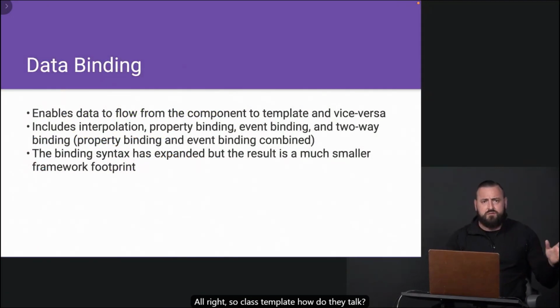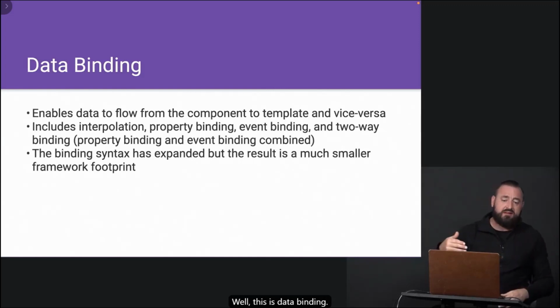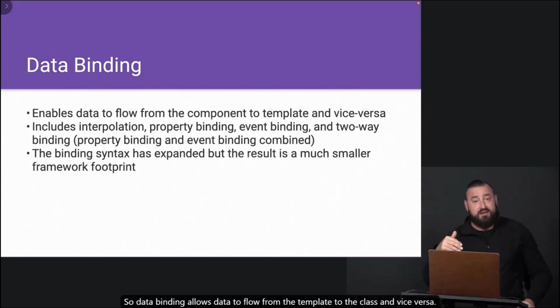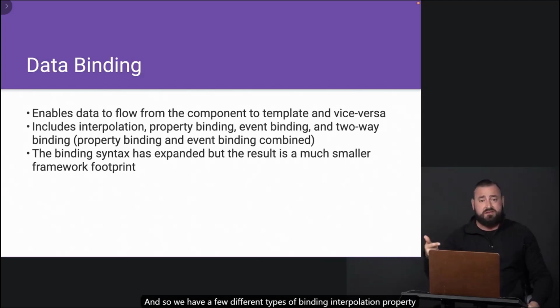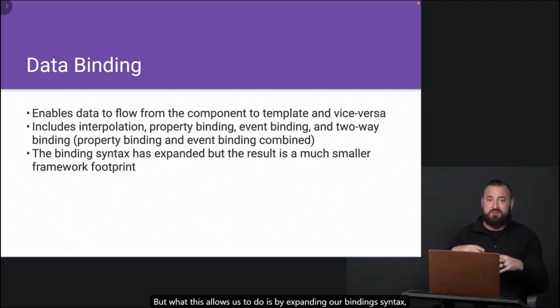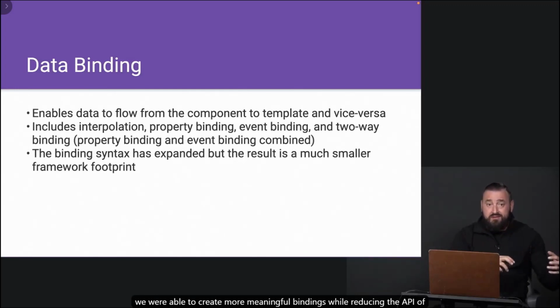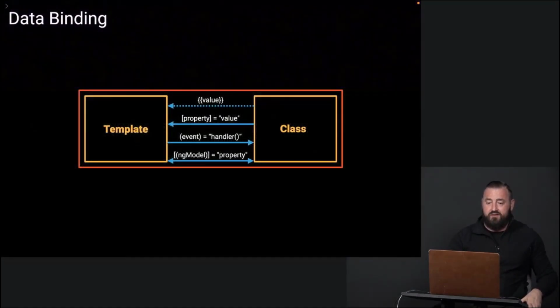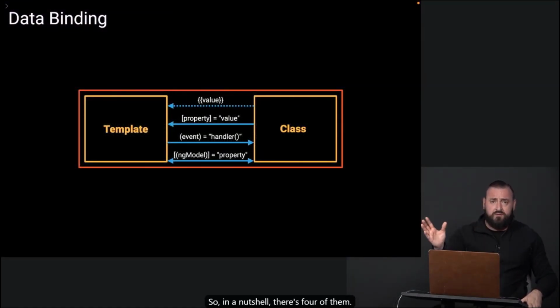All right, so class, template, how do they talk? How are they connected? Well, this is data binding. So data binding allows data to flow from the template to the class and vice versa. And so we have a few different types of binding: interpolation, property, event, and two-way binding. And the binding syntax with Angular has expanded a little bit, but what this allowed us to do is, by expanding our binding syntax, we were able to create more meaningful bindings while reducing the API of the framework itself. So in a nutshell, there's 4 of them.